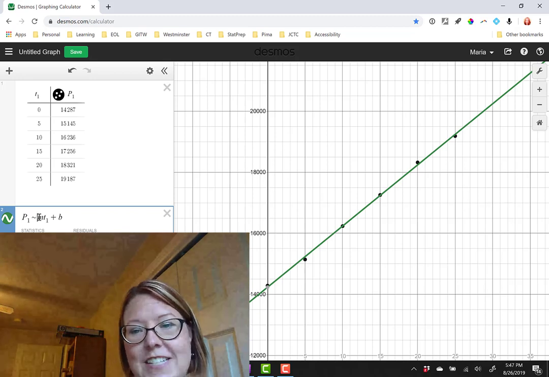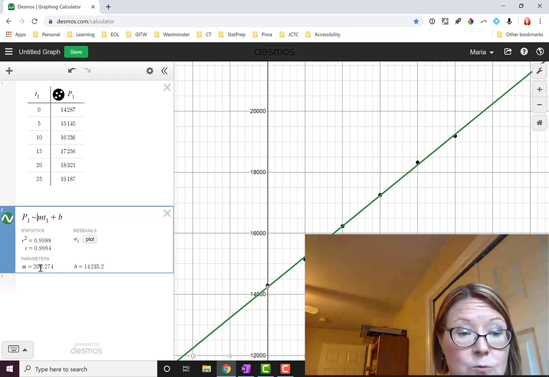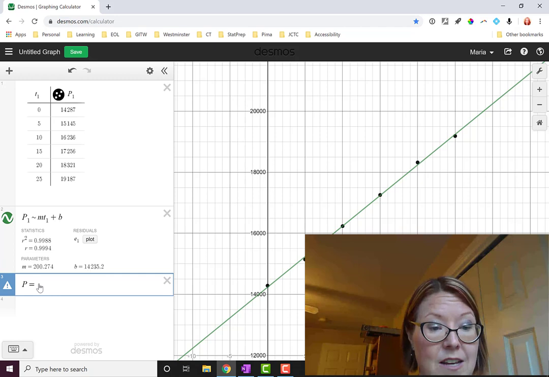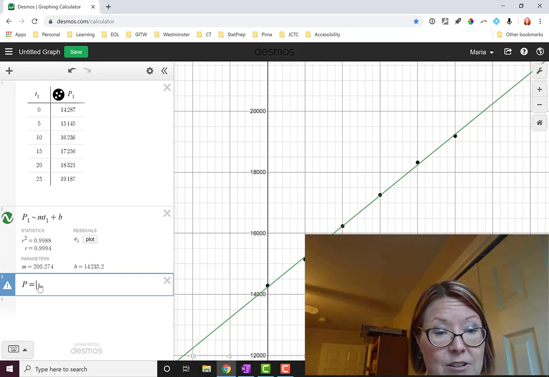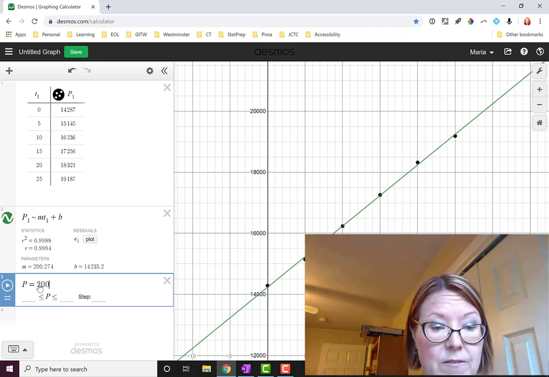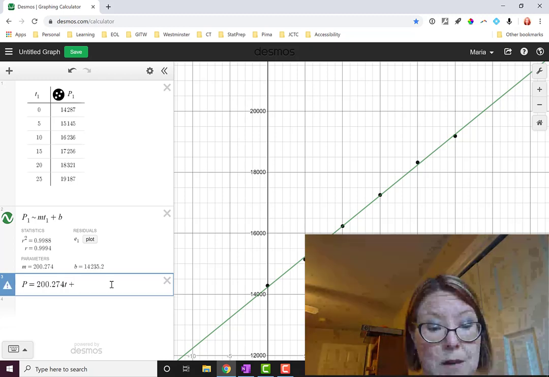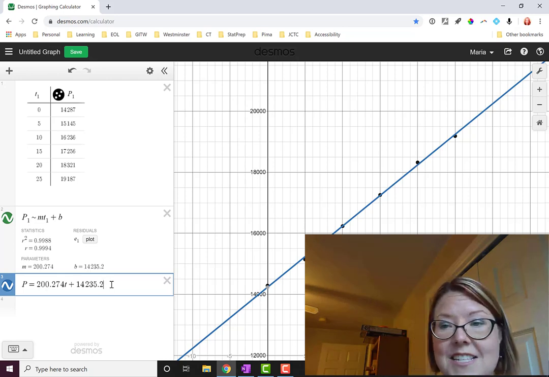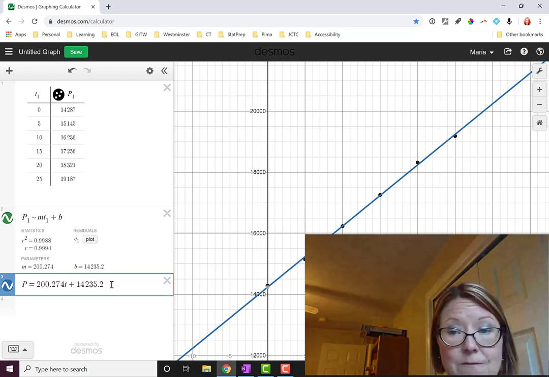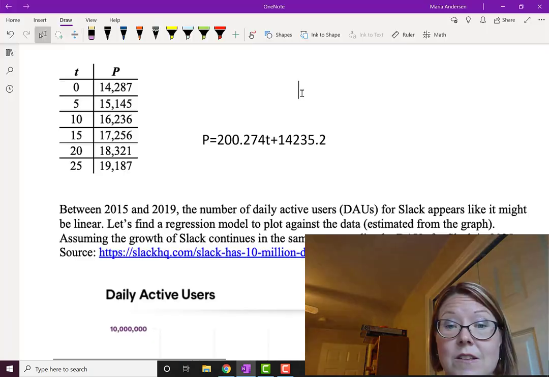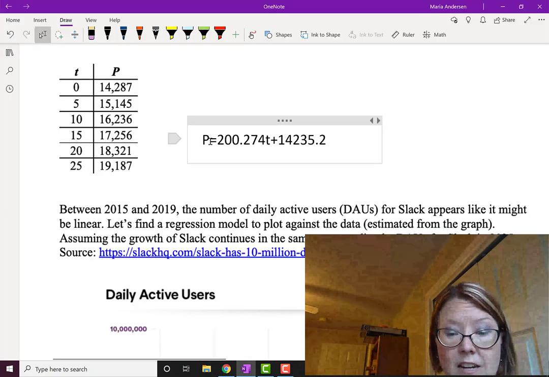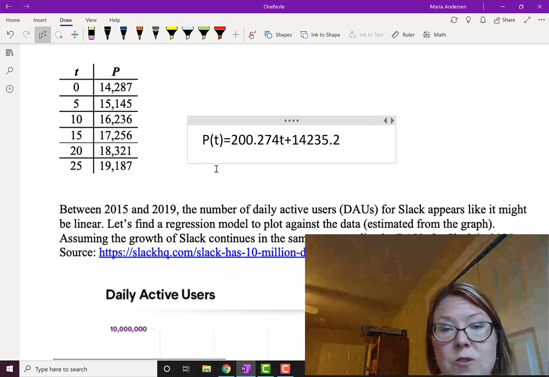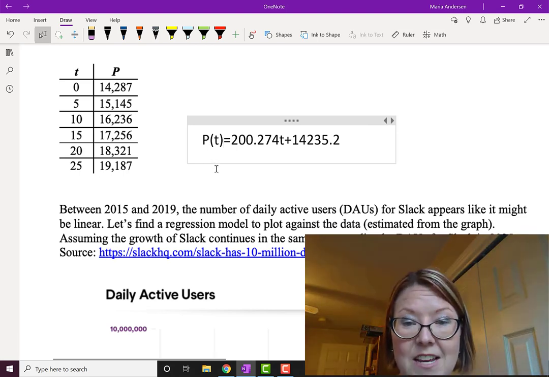Looks like it fits our data really well. If we wanted to write the linear model for this, it would be capital P equals, we grab the M value from the linear regression, that's 200.274, T plus the B value, which is 14,235.2. And you can see that this line perfectly matches the best fit line that was drawn for us. So we have a model for our data, and we could even write it in function notation as P of T equals 200.274T plus 14,235.2.